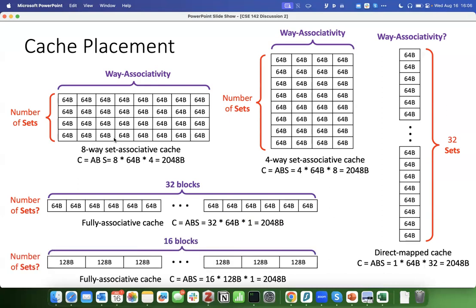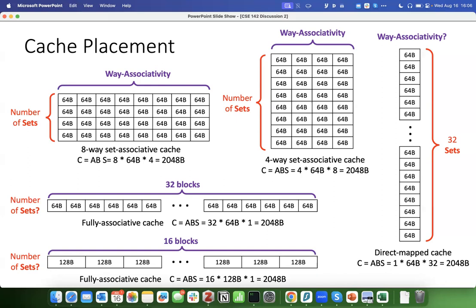You can also have a different block size, right? You don't have to stick with 64-byte block. You could have a 128-byte block and fewer blocks. And this is also a fully associative cache. Actually, you can use the 128-byte block size for any kind of cache placement, right? You can use it with set associative cache, direct mapped cache, or fully associative cache.